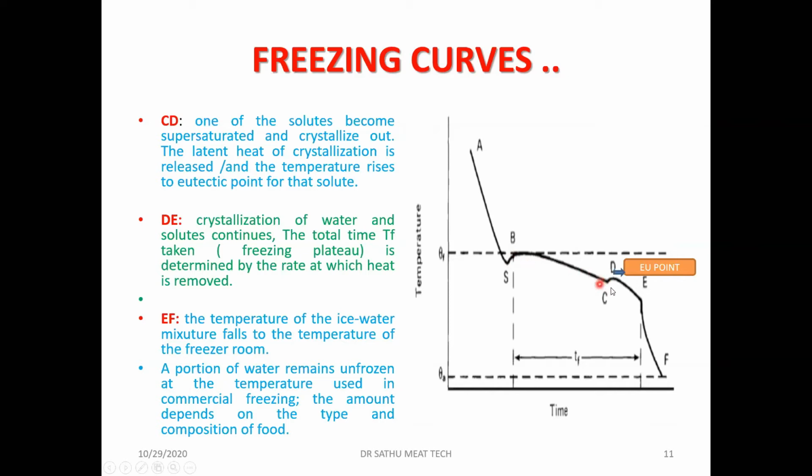Once the eutectic point is reached, the crystallization of the solution will be taking place. That is what is happening in the DE. After this complete point is reached, the temperature falls rapidly to the surrounding temperature. So this is the freezing cycle, or the freezing curve, we can see.